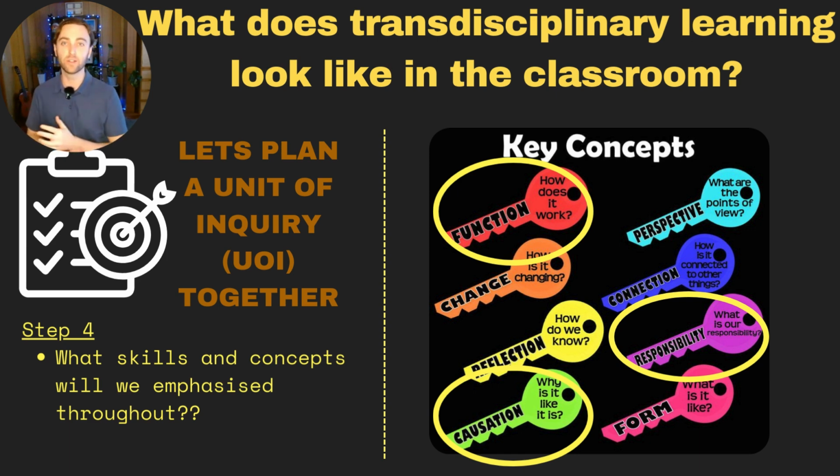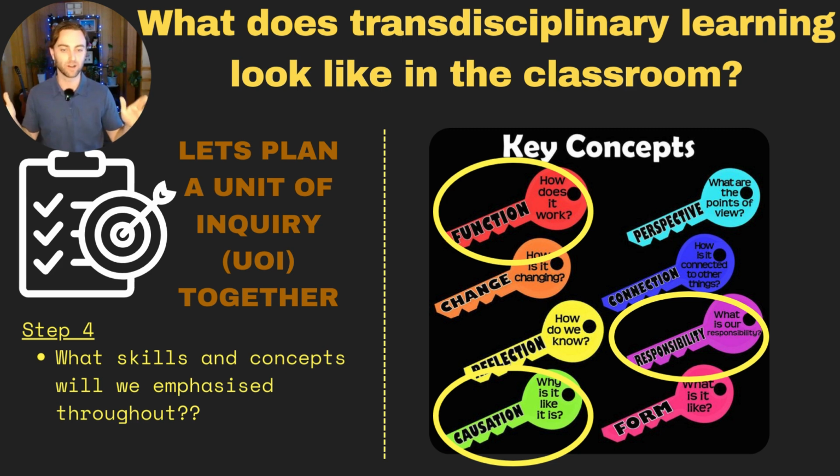Okay, so for our unit that we're planning here, we might focus on function. How does it work? How does the government system work? How does somebody become prime minister or president? Okay, what is our responsibility in that process and throughout the general running of a country? And then causation. Why is it like this? Why was this design created? Okay, so we're trying to connect these three separate ideas with these universal concepts.